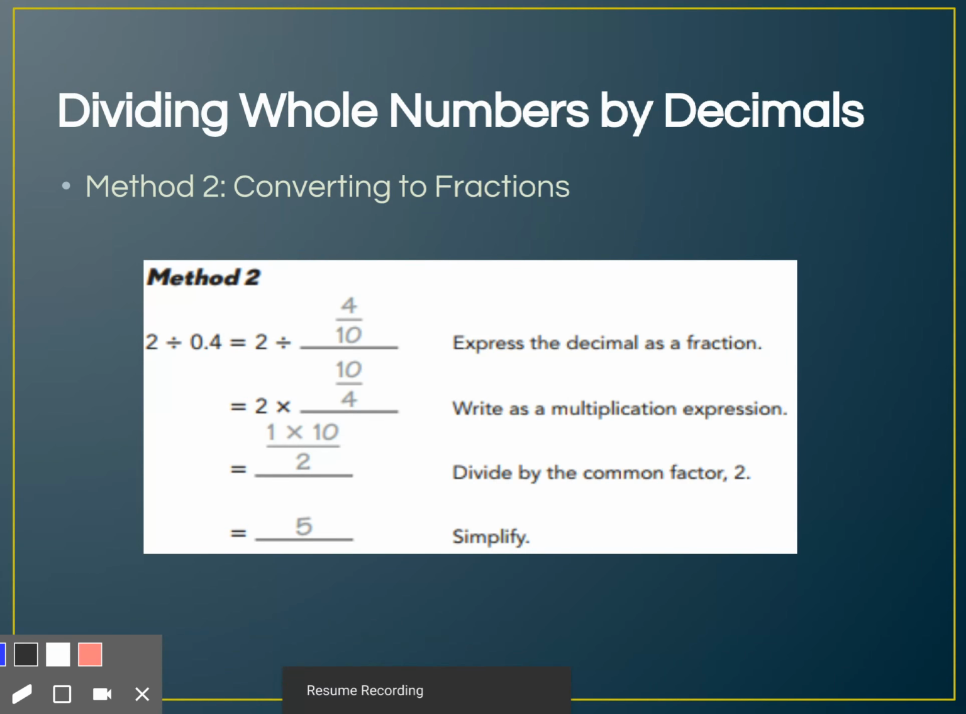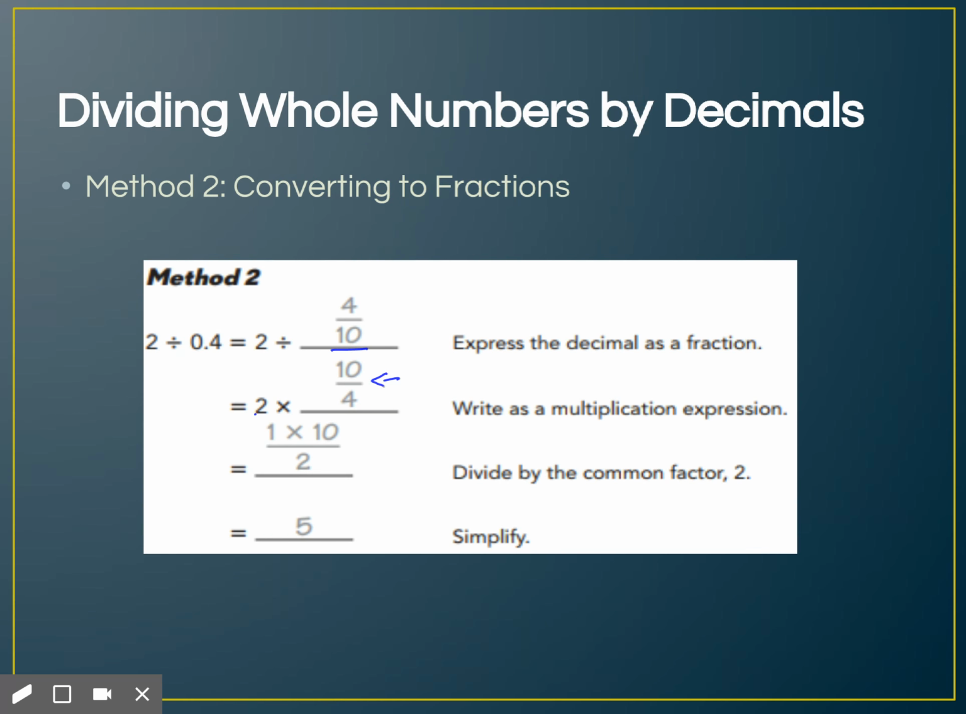Method 2 is converting to fractions. So 2 divided by 0.4 is the same as 2 divided by 4/10. Remember, to divide fractions, we do keep flip change. So we keep 2 as our first number and flip 4/10 to its reciprocal of 10/4.